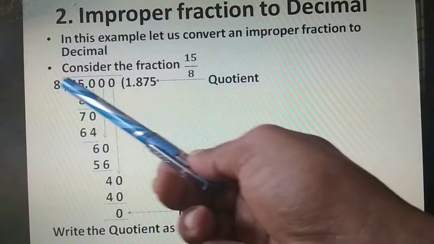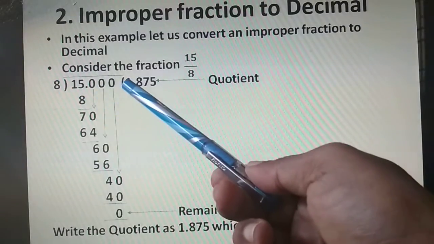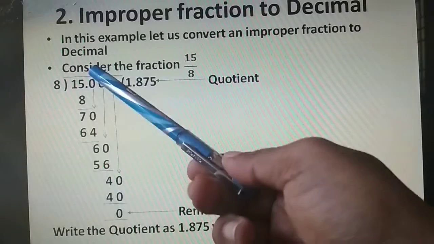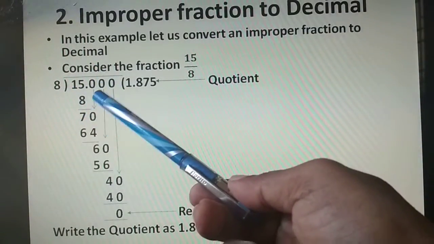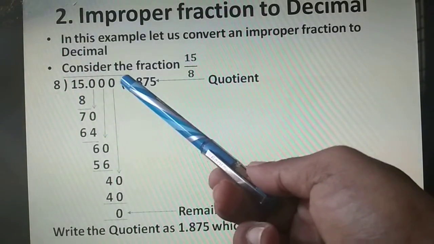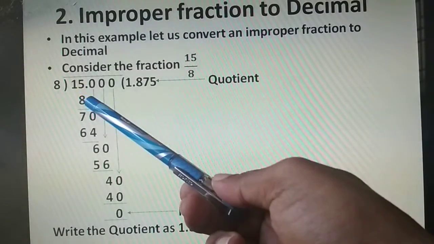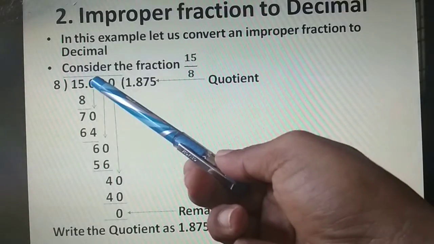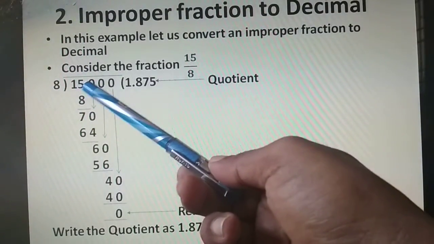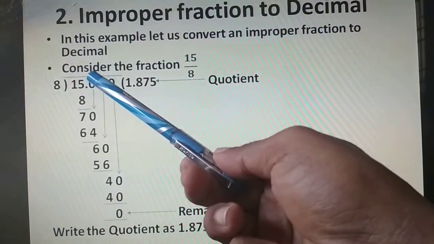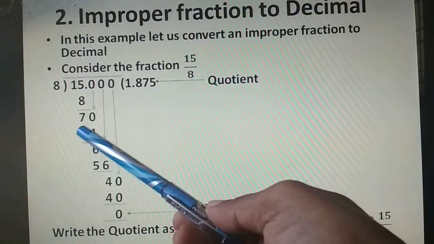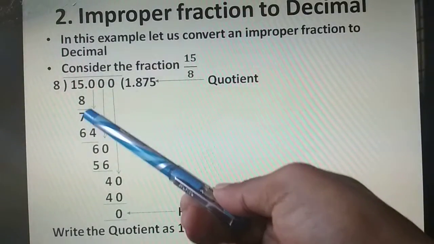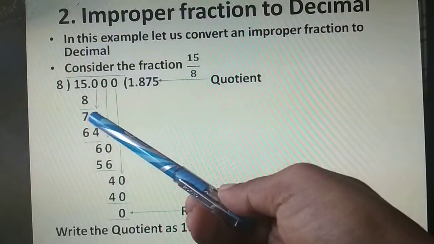So 15, of course, 8 only one time. 8 ones are 8. Because 8 into 2 is 16, which is more than 15, you have to restrict it to 1. So 8 ones are 8, and 15 minus 8 is 7. Bring down the 0. After the decimal point, you can put a few zeros. The first 0 you bring down, and then of course 70 is there.